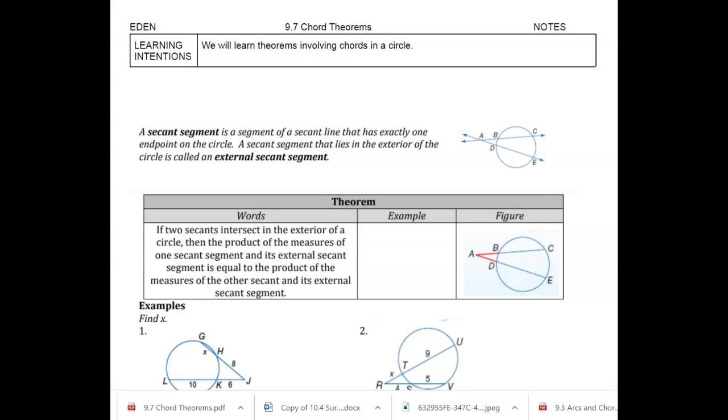Okay, so 9.7, we're going to talk about chord theorems, and this could also involve secants. A secant is a segment of a secant line that has exactly one endpoint on a circle. So I think of secants as a segment that goes through a circle. Like BC is a chord, and then AC is a secant, if that makes any sense. We're specifically going to learn a theorem about the external part of the secant.